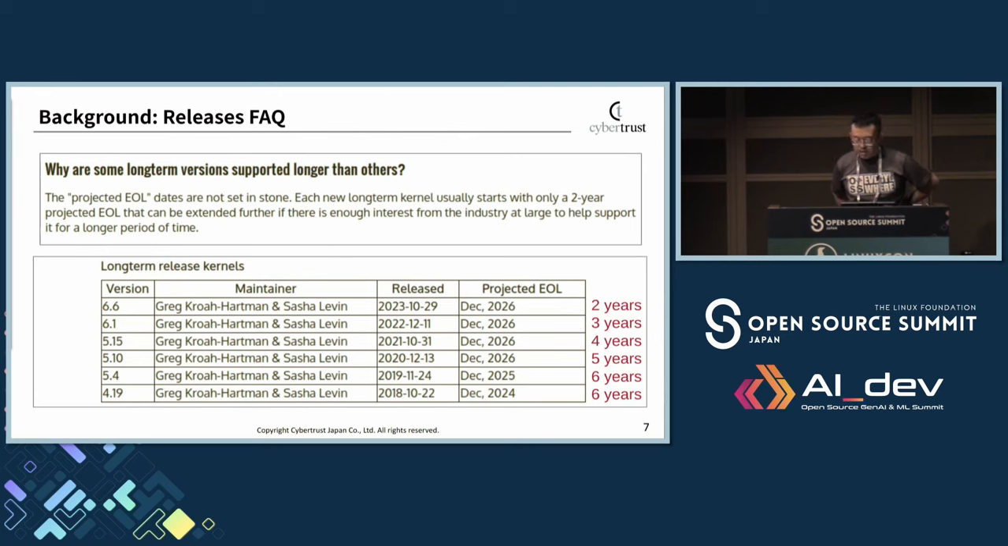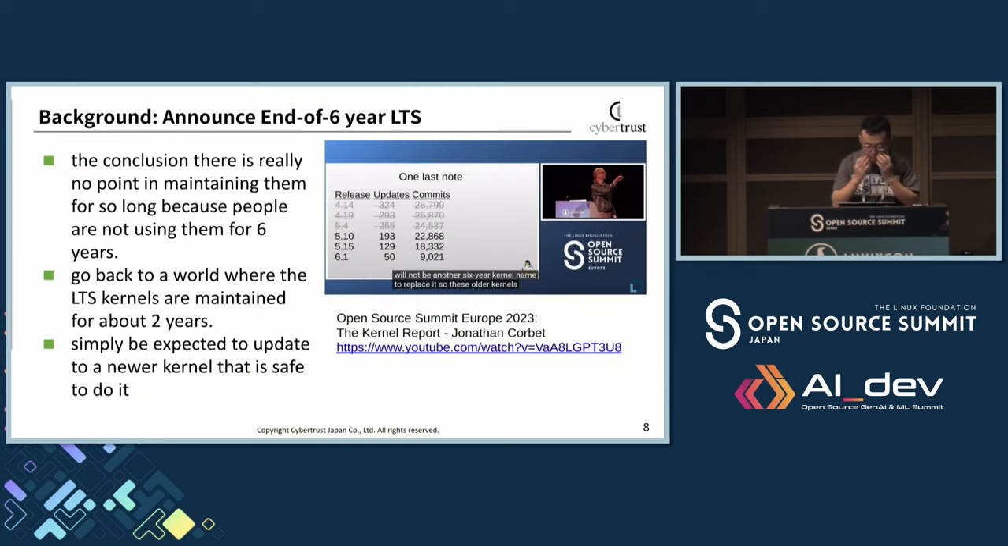But what about the latest long-term kernels? It has shrunk, and 2 years is set as the projected EOL. Do you know what happened? This was announced in the session The Kernel Report by Jonathan Corbet, presented at Open Source Summit Europe 2023, last year. The quoted text here, the conclusion: there is really no point in maintaining them for so long, because people are not using them for 6 years. Go back to a world where the LTS kernels are maintained for about 2 years. Users are simply expected to update to a newer kernel, which is safe to do.